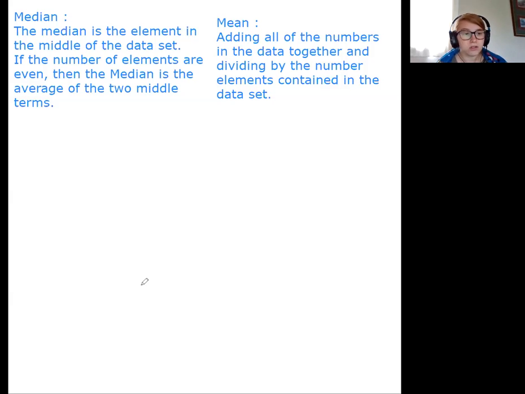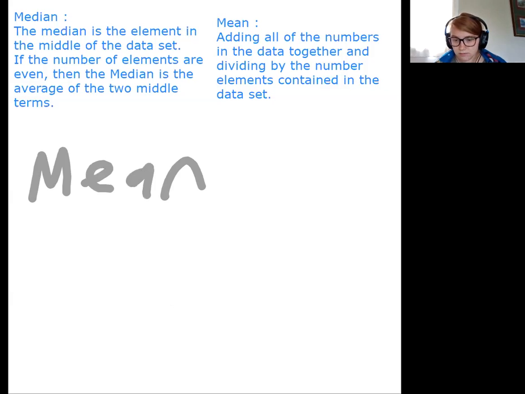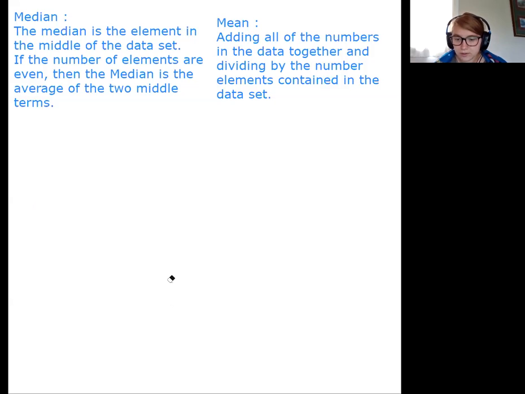So I'm going to do number 1 first. We'll look for the mean first. All right, so the mean. We need to add them all together and then divide by how many there are.